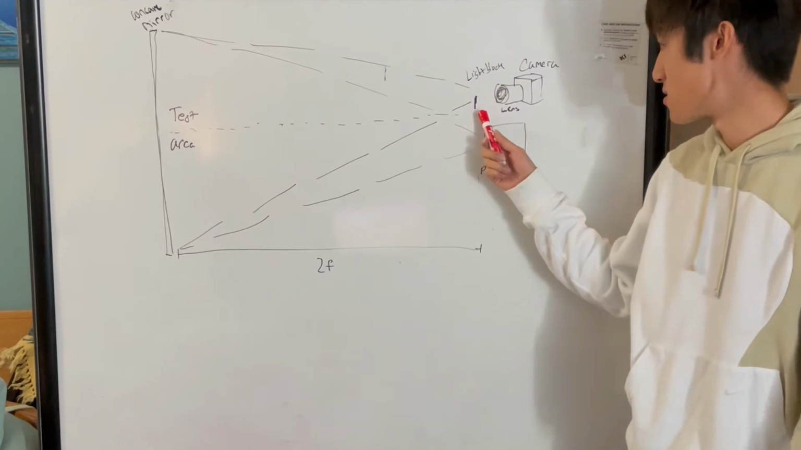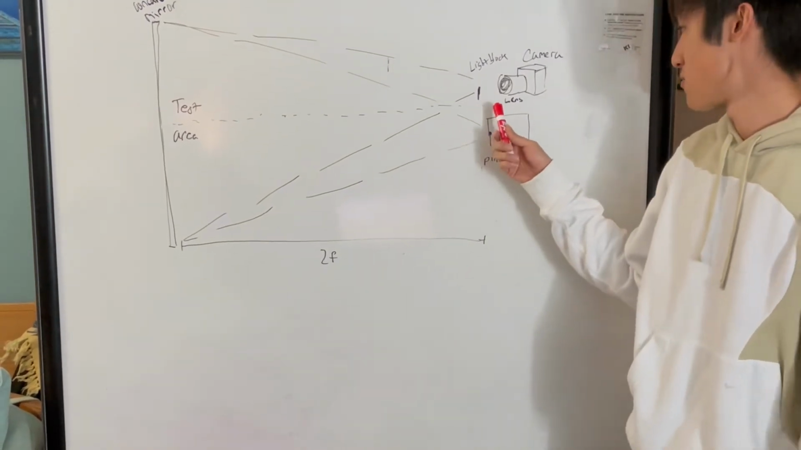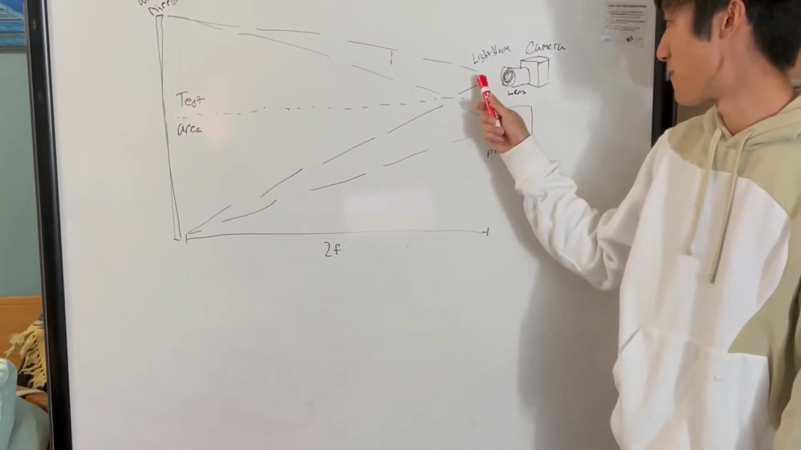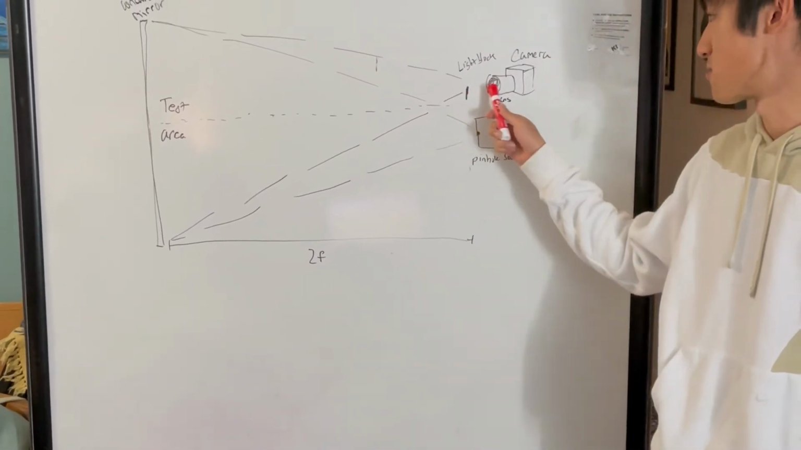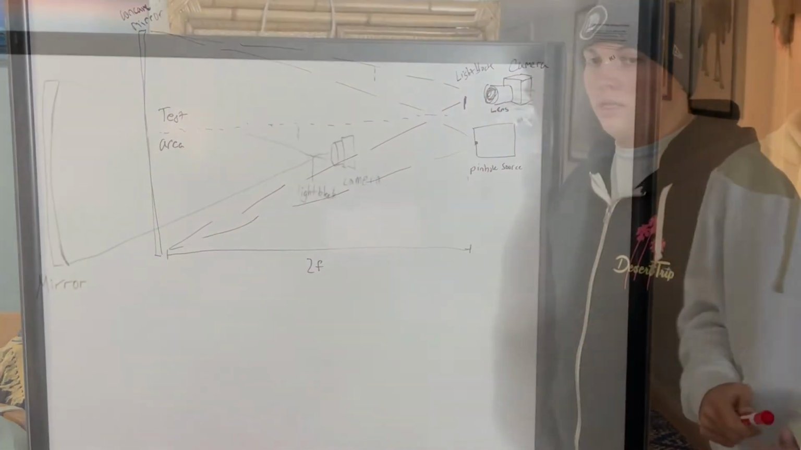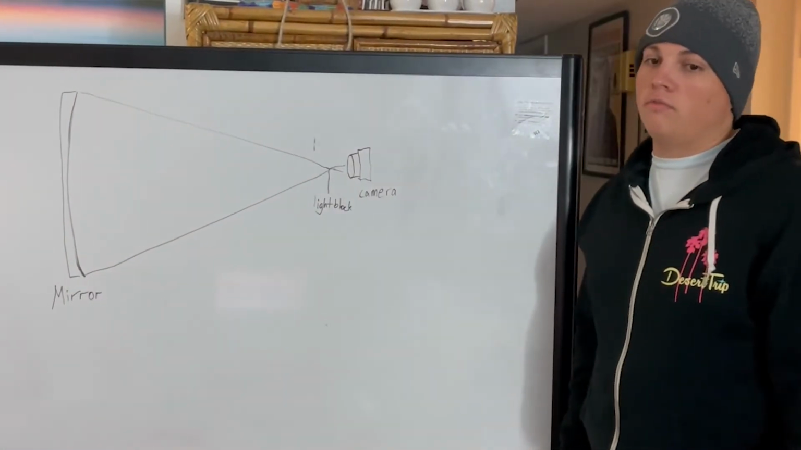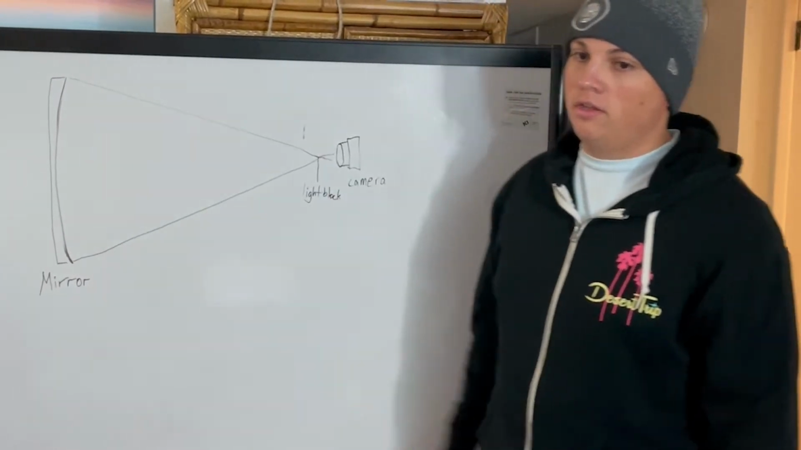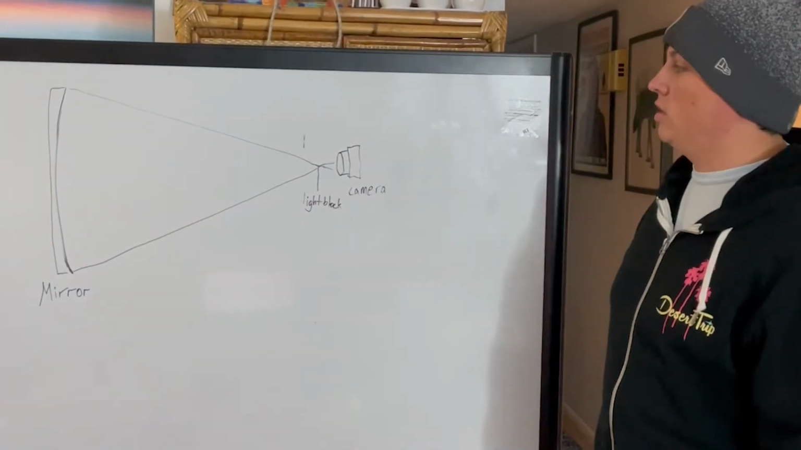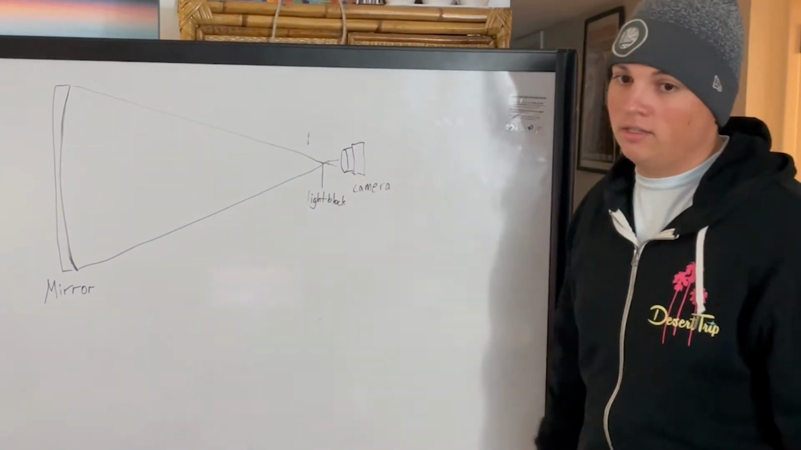In our case, we're using a razor blade, which is positioned at the focus point of the mirror, and it will block half of the light from reaching the camera. So as the index of refraction varies at points in front of the mirror in our test area, the respective image points will change slightly at the light block.